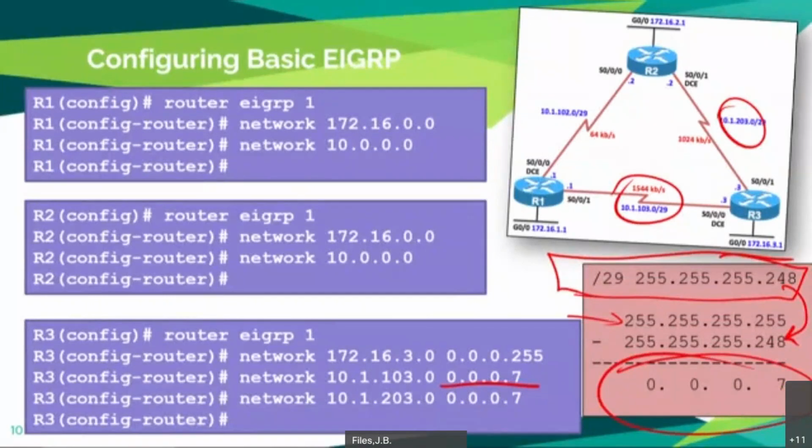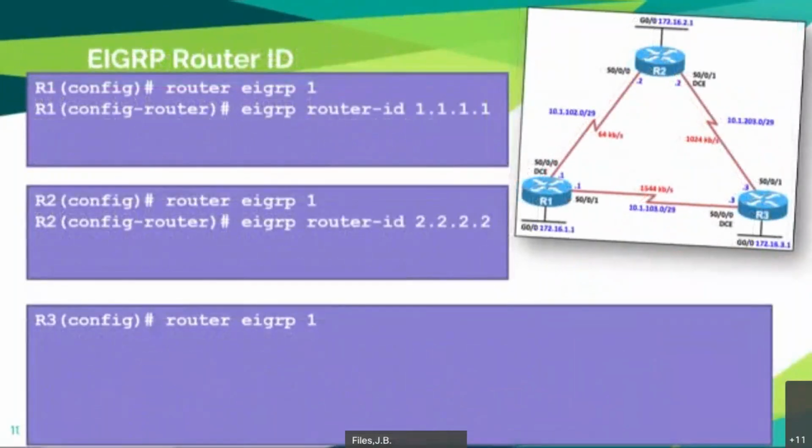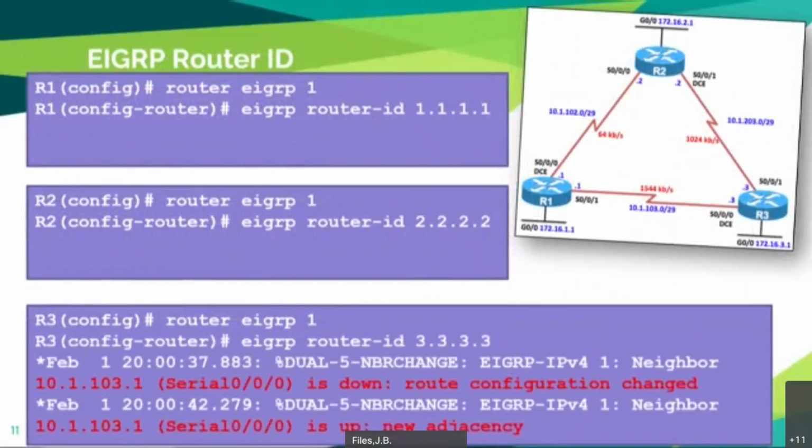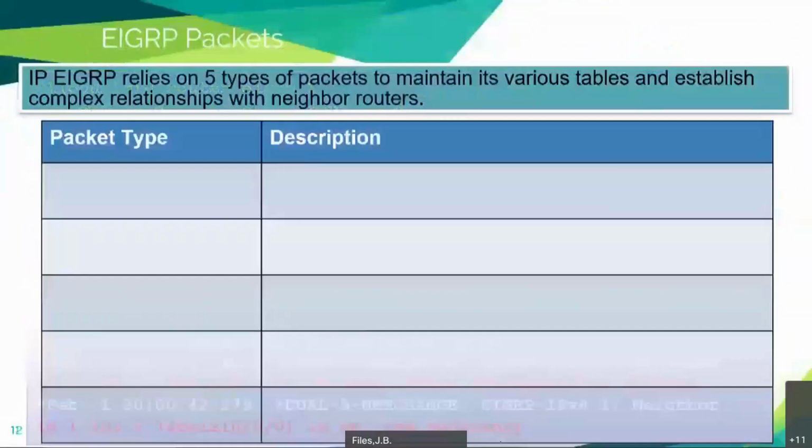All right. Now we're going to configure the router ID using the router-id command. And we can see an example here with R3. We change the command and we lose the adjacency, but then it comes back up because we changed the router ID. Okay.